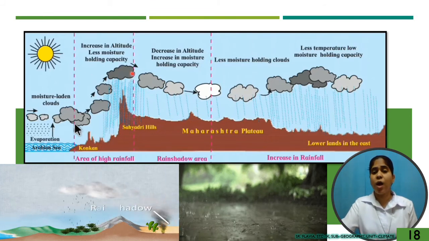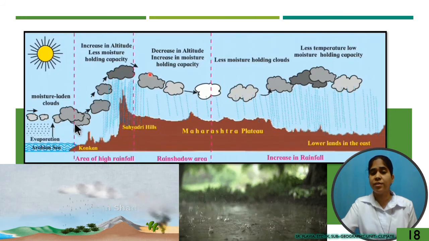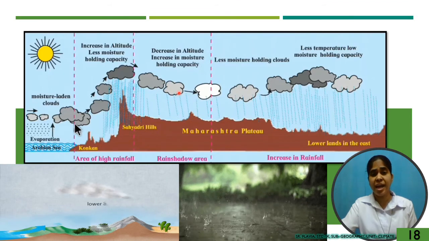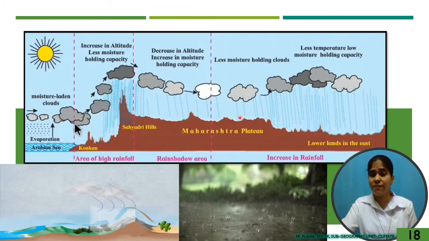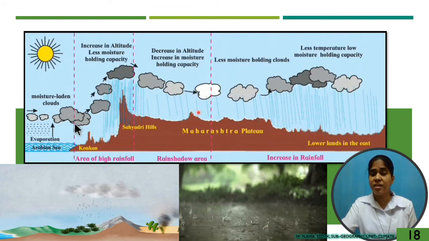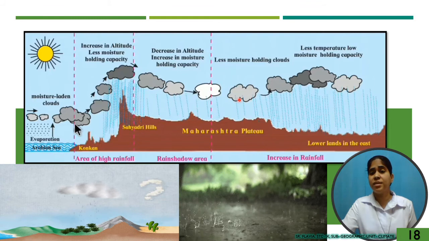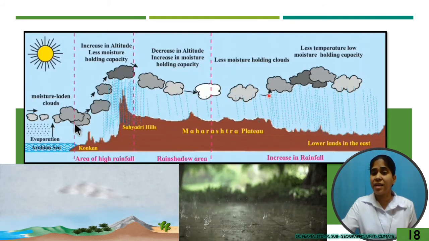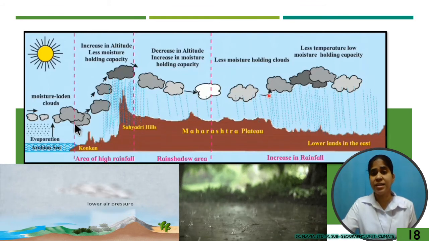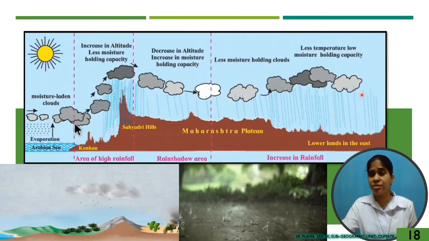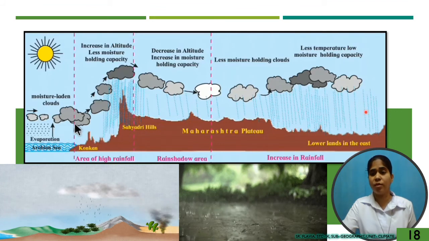But when these clouds have to cross over the Sahyadri hills, their capacity to hold moisture increases. As a result, the Maharashtra plateau receives less rainfall. So this region is known as rain shadow area. And as the clouds continue to move further, their capacity to hold moisture decreases. As a result, the lower lands in the east receive good rainfall.